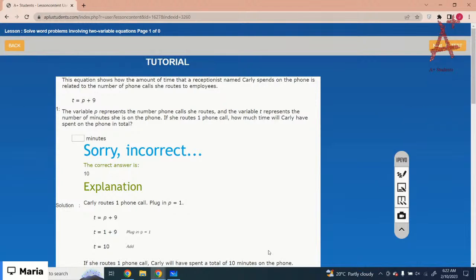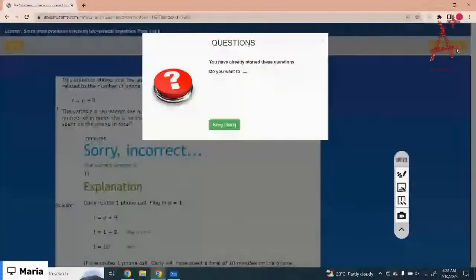So it is 9 plus 1 equals 10. Got it? So it is 9 plus 1. That means she spends 10 minutes on the phone. Got it? Let's just start with the test questions so that we can do more practice questions. You just have to reuse the equations, put the values and calculate the answers. They are very easy. Got it? So let's start with the test questions.